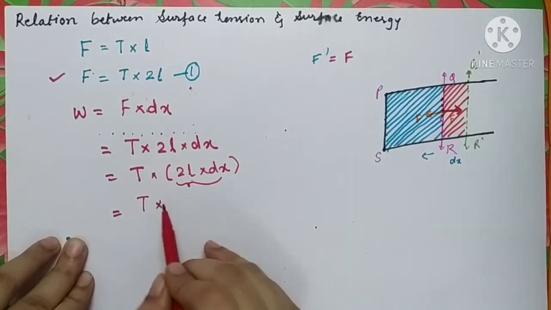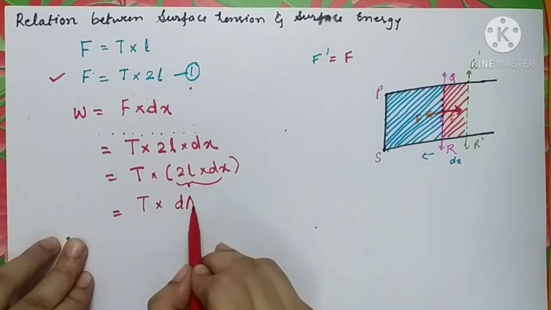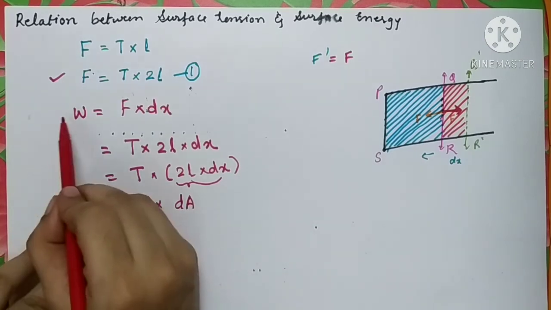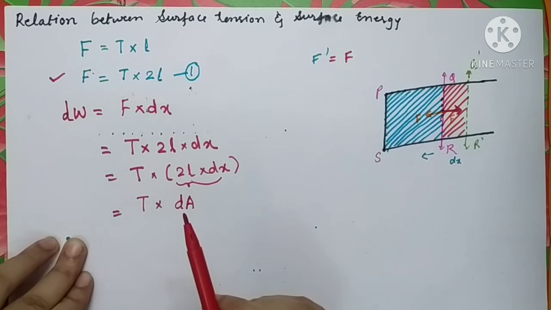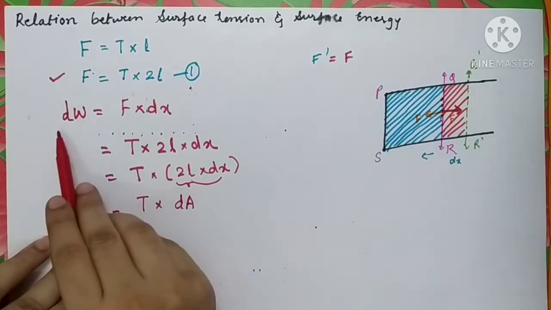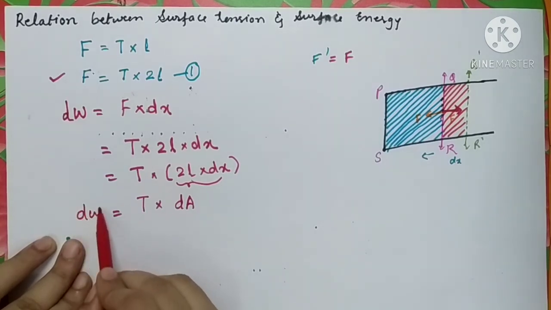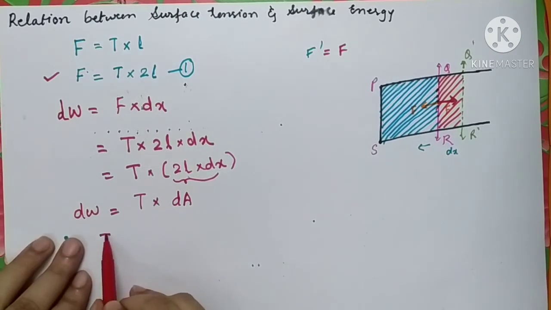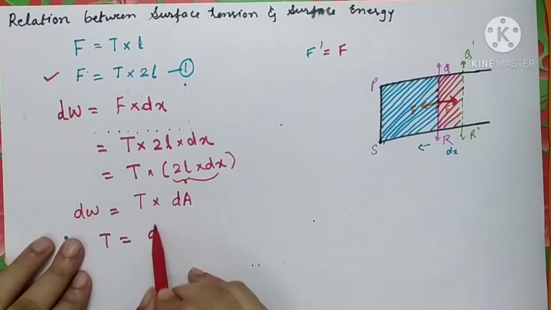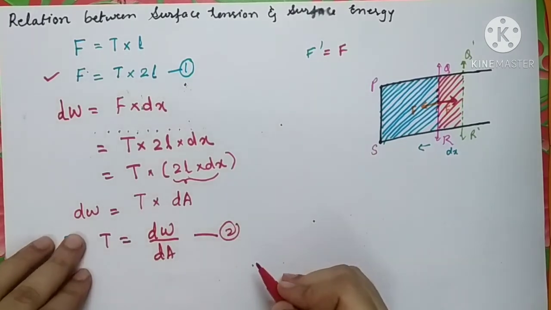So I can write this increased area as dA. And we will also write this work done as dW. A small amount of work is done, so work done will also be written as dW. So dW is equal to T into dA. Now I can write T is equal to dW upon dA. This is equation number 2, which is very important.